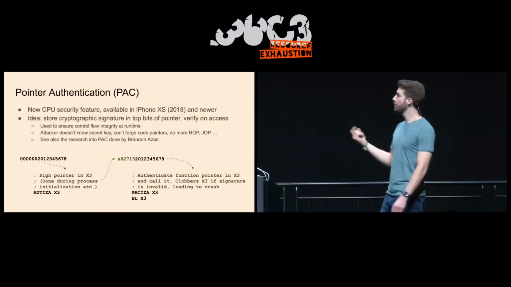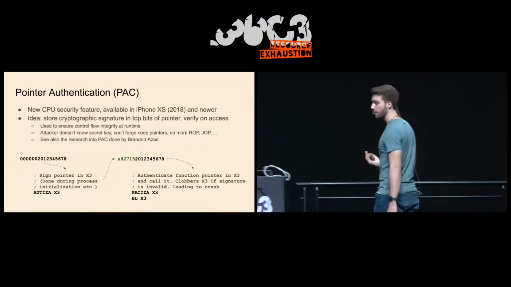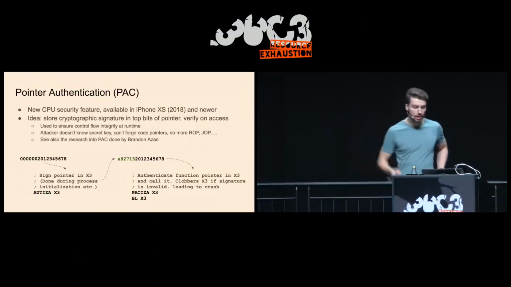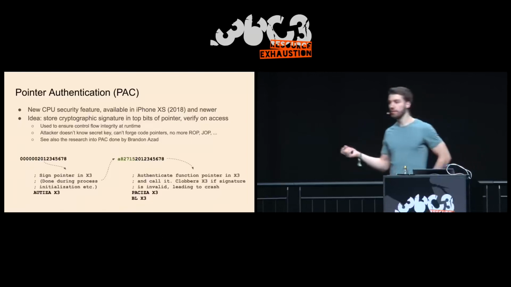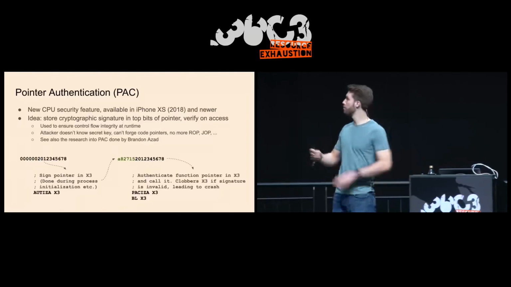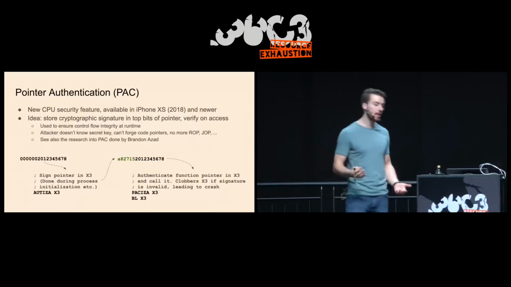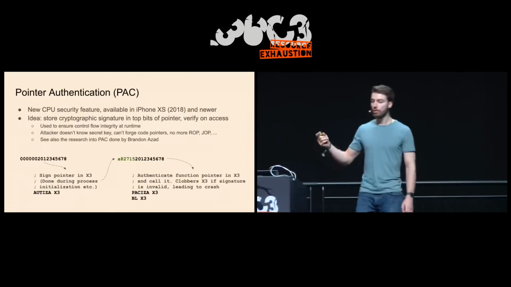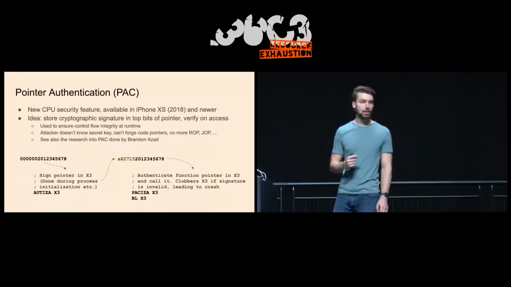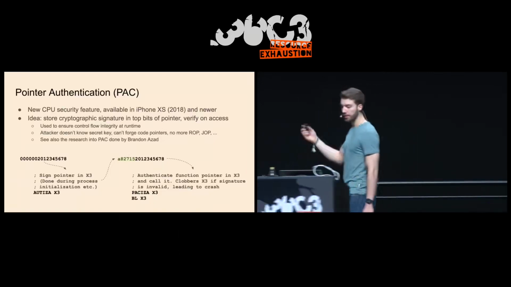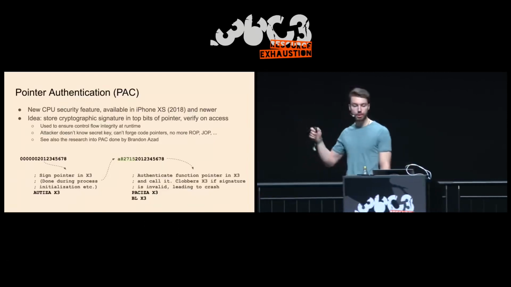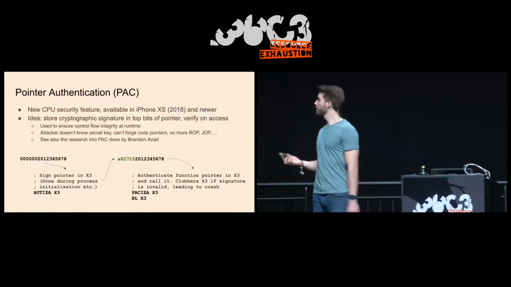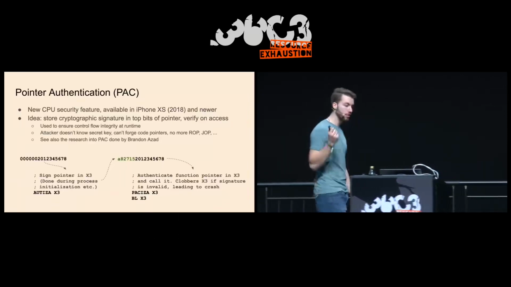And now before using this pointer, the code will authenticate it by running another instruction. If the verification fails, this instruction will basically clobber this pointer, make it invalid, and then the following instruction will just crash, right? So here, this is the function call, the BL branch and link instruction. This is doing a function call to a function pointer, but first it's authenticating this pointer, and if this authentication step fails, then the process will crash right there.